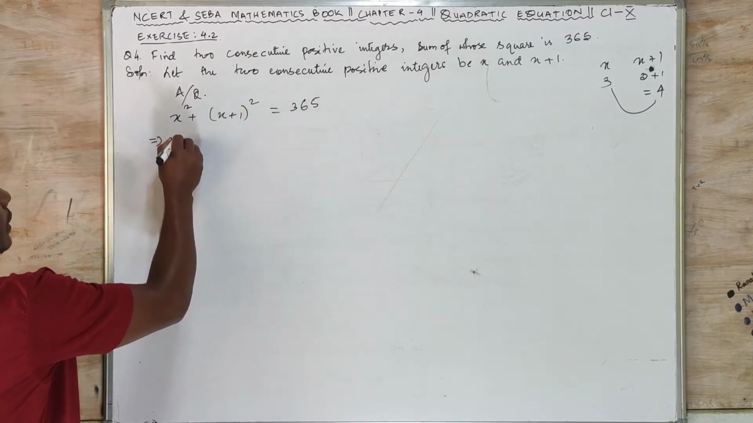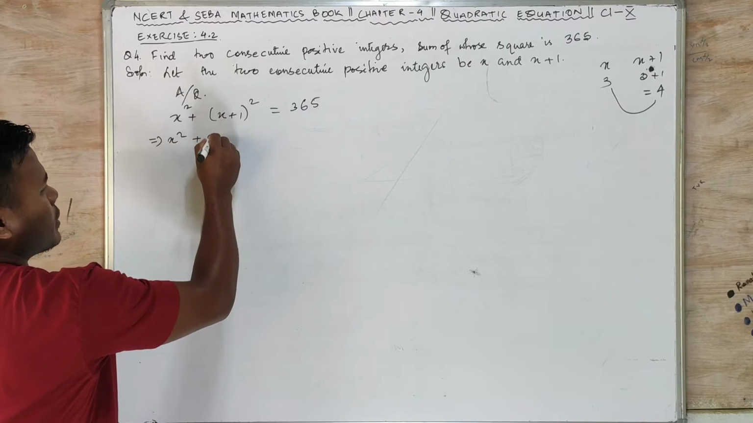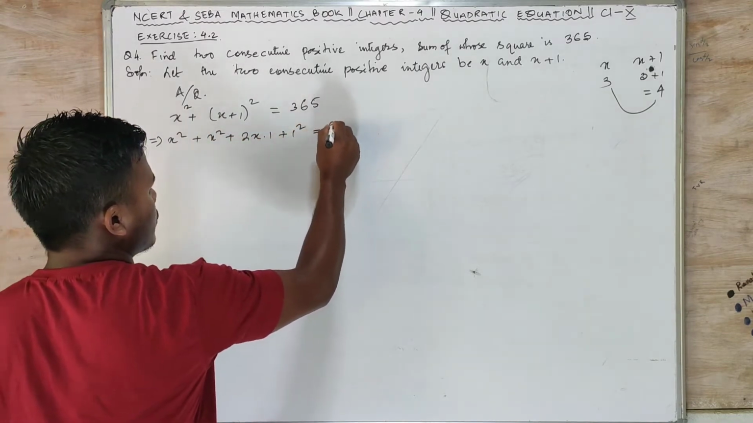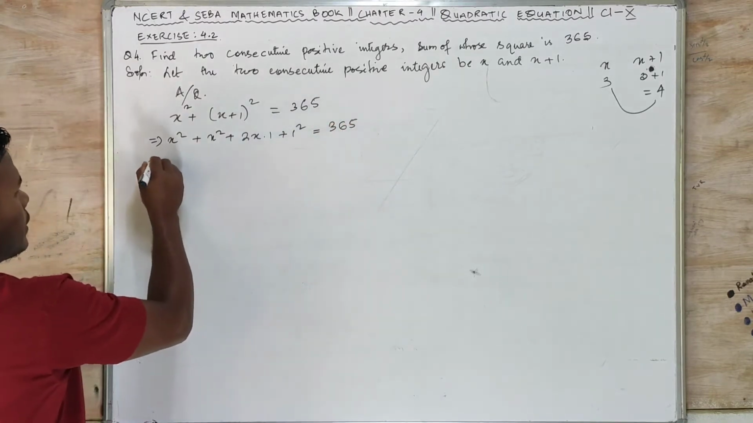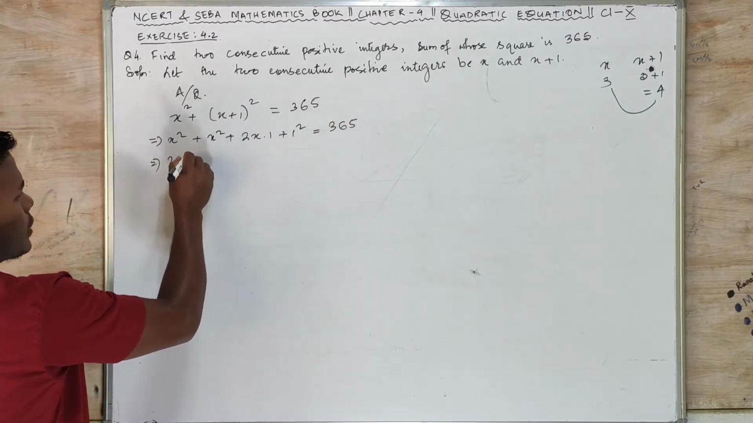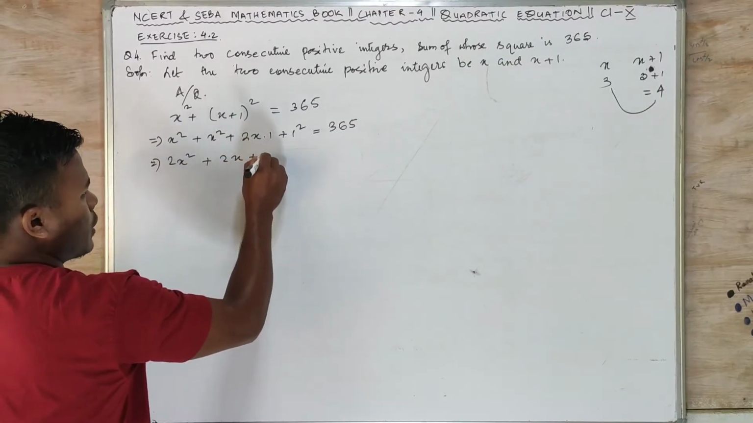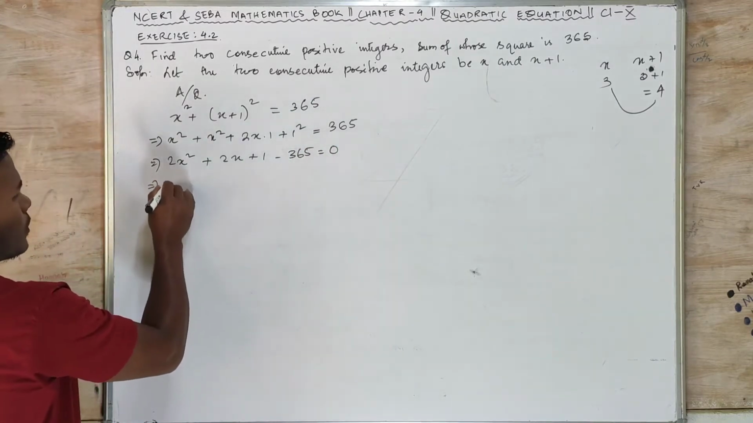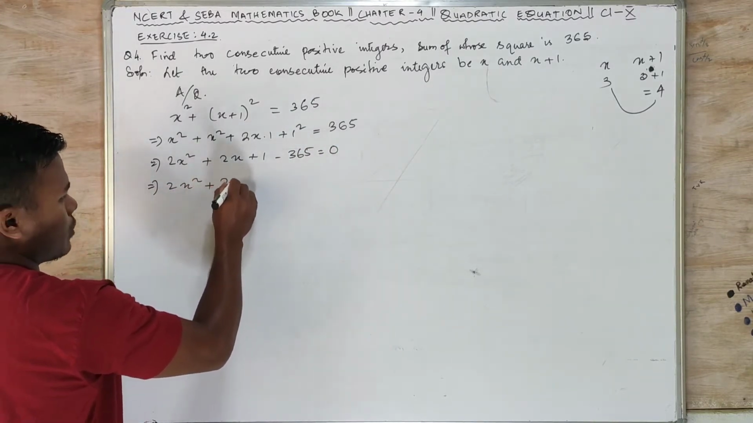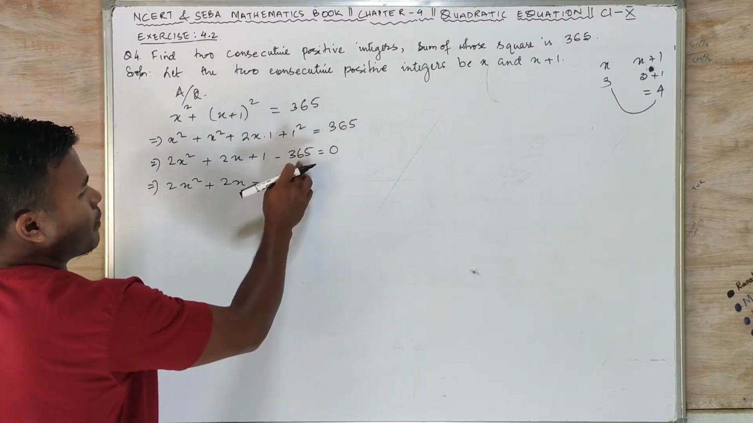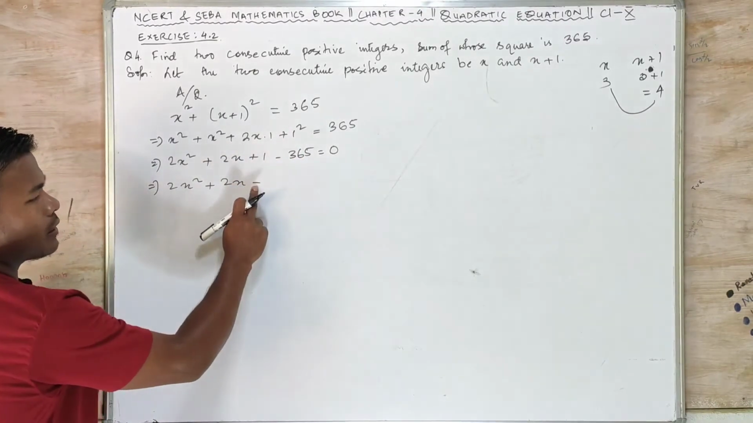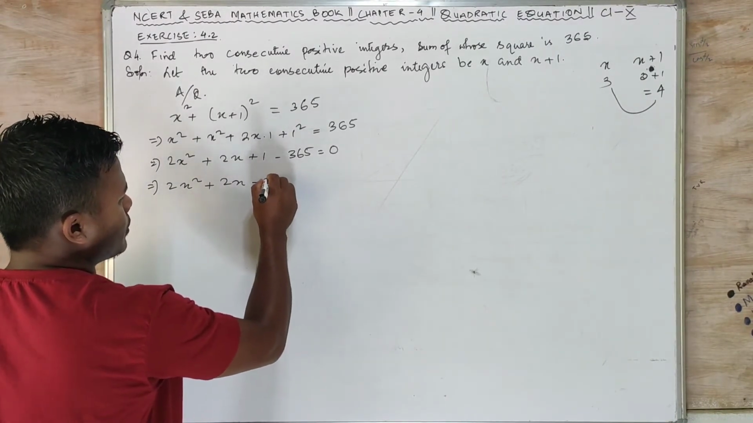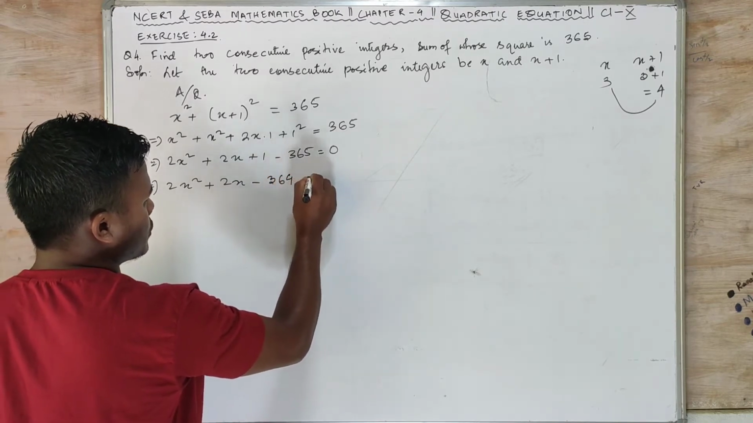So you open the bracket, x square plus (x plus 1) whole square, which means a square plus 2ab plus b square, which is equal to 365. Then x square, if you add it, it will be 2x square plus 2x plus 1 minus 365, which is equal to 0. Then 2x square plus 2x, plus minus will be minus, since minus is the greater sign number, you have to keep the sign here. Then 365 minus 1 will be 364, which is equal to 0.